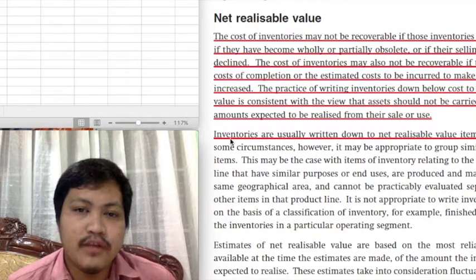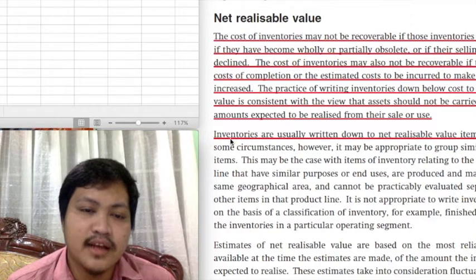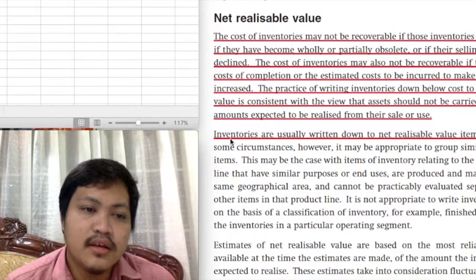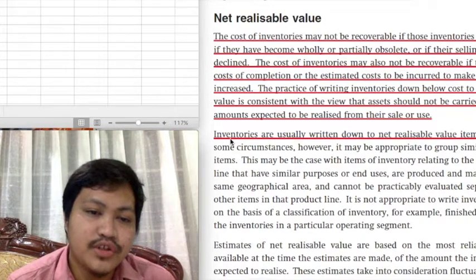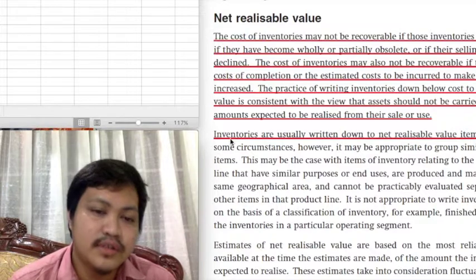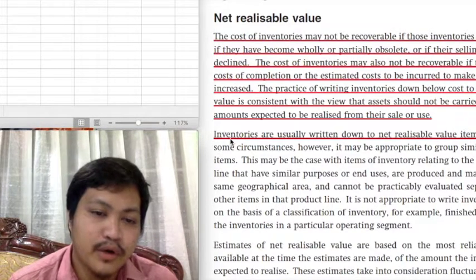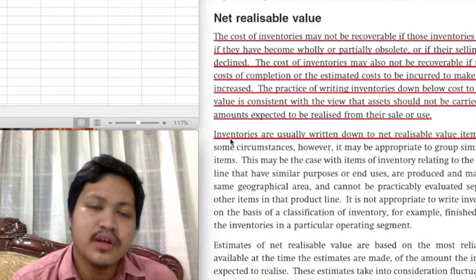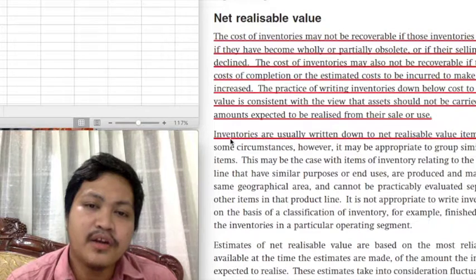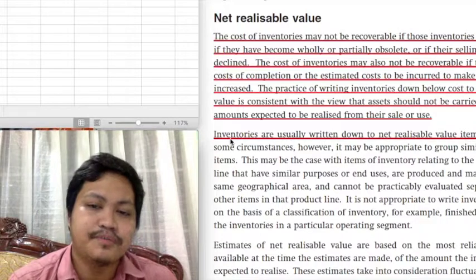Now, before going any further, I would like to emphasize that the goal for businesses, class, is to sell the inventories they have at a price higher than the cost at which they purchased the goods, at a price higher than the cost it took for them to manufacture or produce the goods. So the normal expectation, class, would be that the fair value or even the net realizable value of the inventories would be greater than their cost.